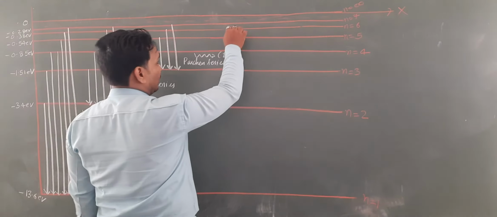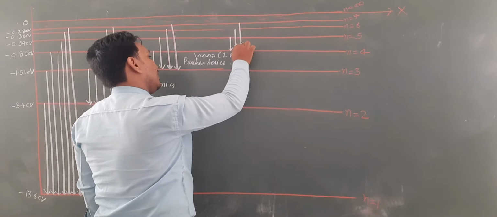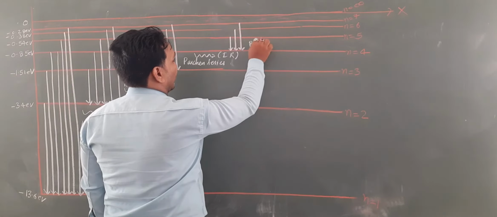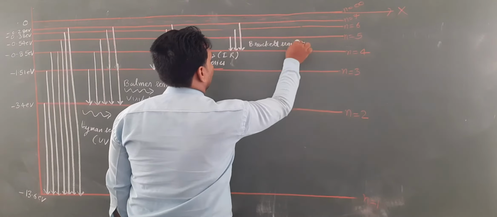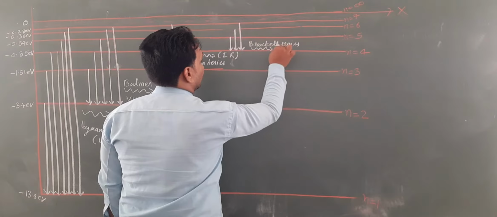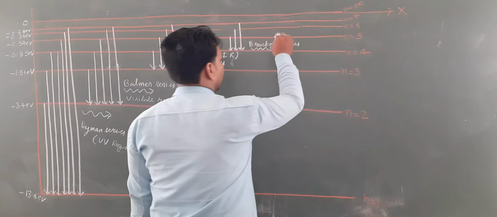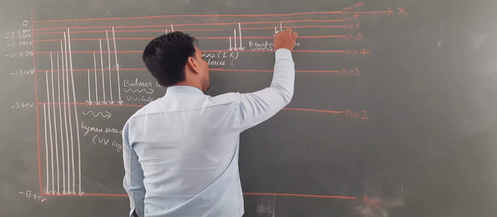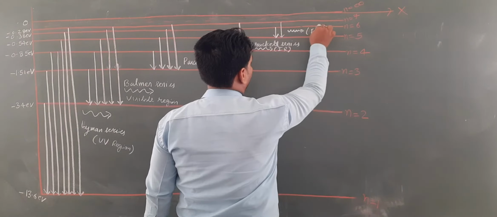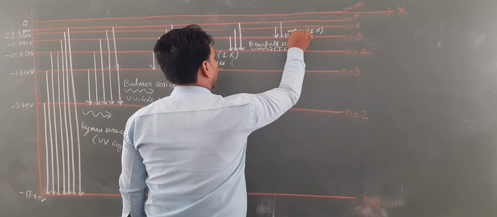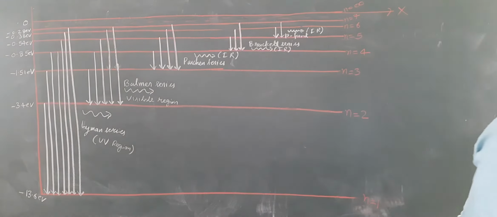Now after Paschen we get the Brackett series. For Brackett, electrons are getting transferred from higher energy states to the n is equal to 4 orbit. So this is your Brackett series, and the photons which are released from here are also in the infrared region. And the last one we have to study is the Pfund series, when electrons are getting transferred from higher energy states to n is equal to 5. Here the photon released is of the infrared region, and this is called the Pfund series. Okay, so this is what we call the energy level diagram of the hydrogen atom.